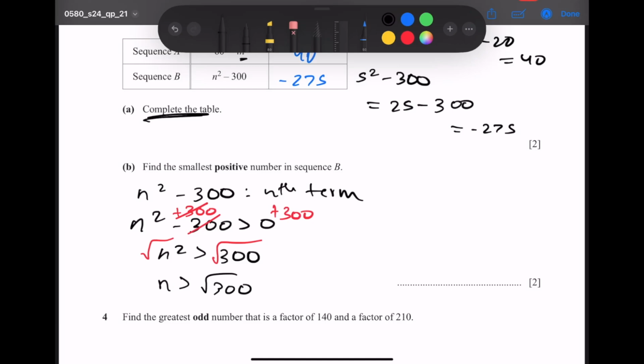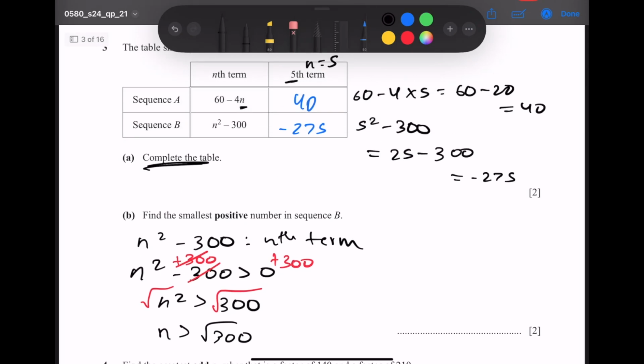n can't be greater than the negative square root of 300 because this implies that there are some negative n values, and n can only be positive integers since n is basically the variable that's involved in defining the nth term of a sequence.